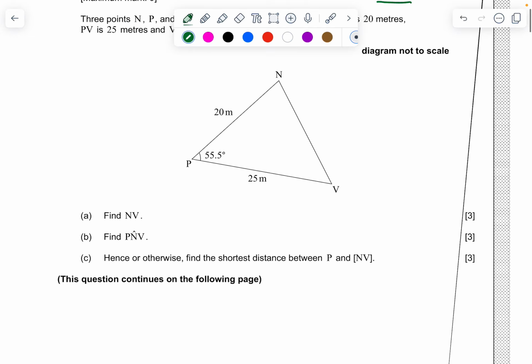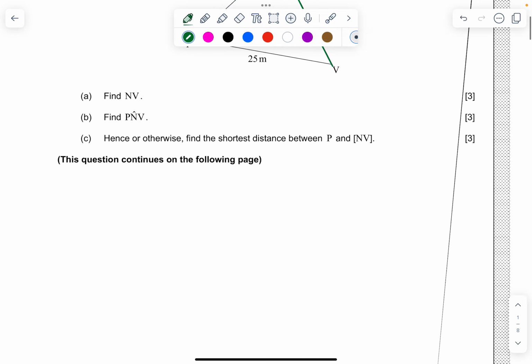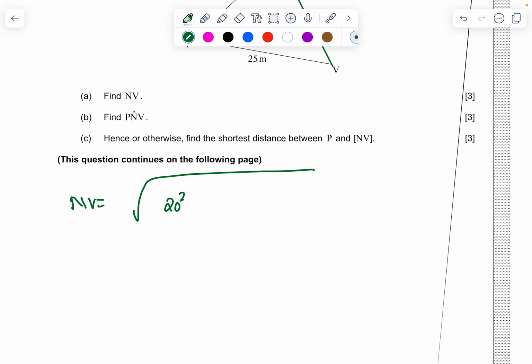It is asking us to calculate the value of NV in this triangle. So what is that? It's going to be using the cosine rule. So what am I going to use? NV equals the square root of 20 squared plus 25 squared minus 2 times 25 times 20 times cosine of the angle between them, which is 55.5. Use the calculator, you should be getting 21.4 meters.